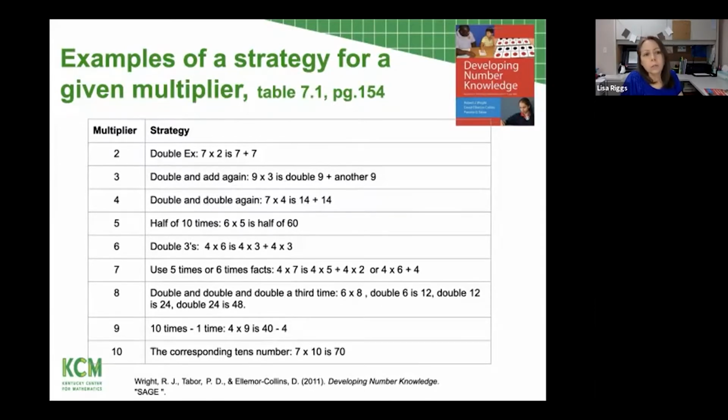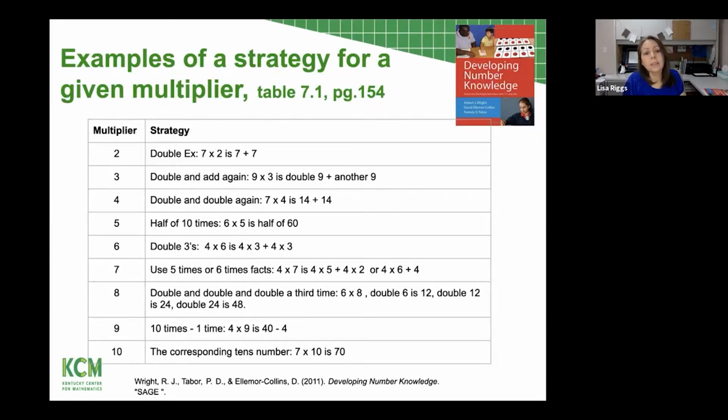Okay. If our multiplier is 5, we can think of our times 10s, which is kind of easy, and then half that. So we can think 6 times 5 is half of 60. Our 6s kind of get a little difficult for some kiddos. So we can think double 3s. So if we have learned our 3s previously, then if our problem is 4 times 6, we can think, oh, well, I know 4 times 3 is 12. And if I do that again, that's another 12. So I can just add those together and my answer is 24.